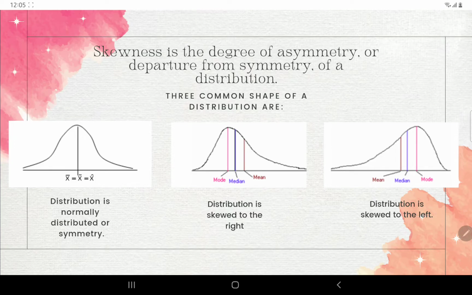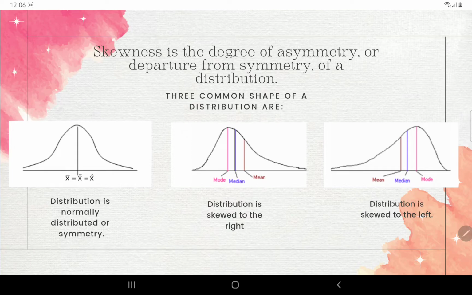If in a set of data the mode is greater than the mean, like this graph, this means that there are more values bigger than the mean. Mean is here, and a lot of values are bigger than the mean. And the smaller values are more widely spread, so the distribution is skewed to the left.